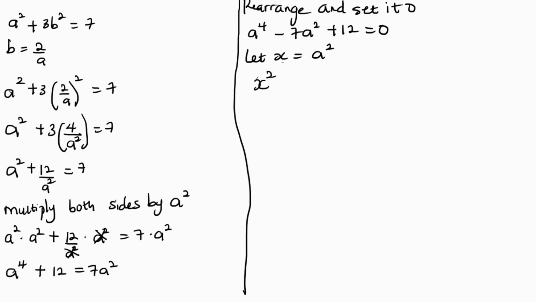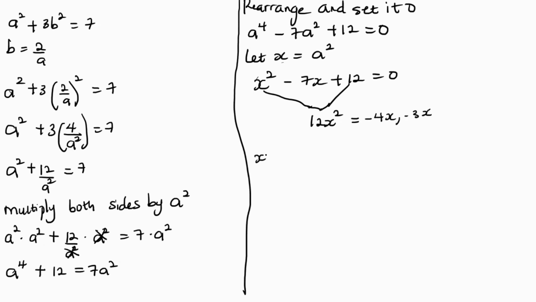So this becomes x squared minus 7x plus 12 is equal to 0. So let's simply factor this. Taking this, we have 12x squared. Next is to look for two numbers that when you multiply them, they give us 12x squared, and when you add them, they give us minus 7x. Those two numbers are minus 4x and minus 3x.